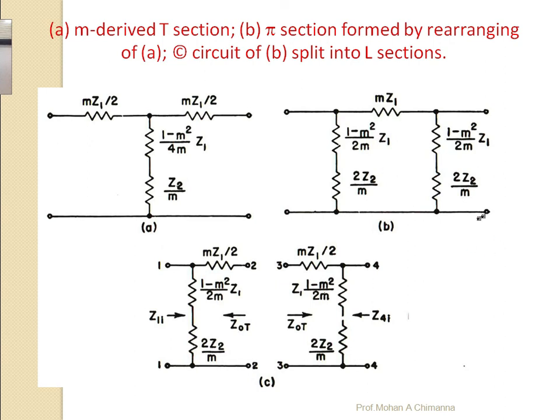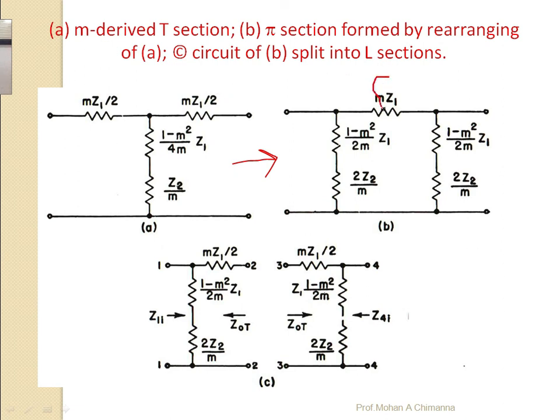Once the separate L section is provided here, there is mz1 by 2, mz1 by 2, (1 minus m square) upon 4m into z1, z2 by m, and here is also mz1, (1 minus m square) upon 2m z1 into 2z2. Once it is divided into the 2L section, I am talking about this T section into the terminating half section, and in the terminating half section, the mz1 by 2 plus mz1 by 2 will be connected in the pi section.